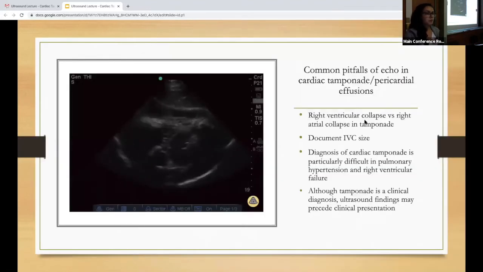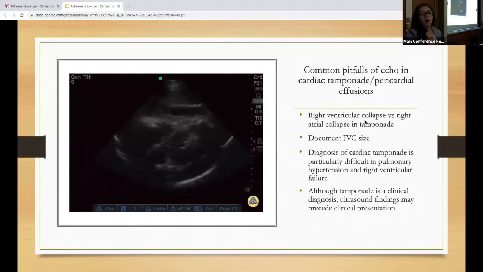Okay, so since we've gone through all of the ultrasound findings for cardiac tamponade, we just wanted to go through a few of the pitfalls on ultrasound when you're looking for cardiac tamponade and pericardial effusions. Like I said, right ventricular diastolic collapse is a more specific but less sensitive finding for cardiac tamponade compared with right atrial collapse. Right atrial systolic collapse may simply denote atrial systole.